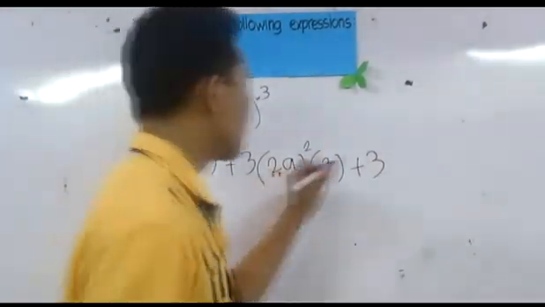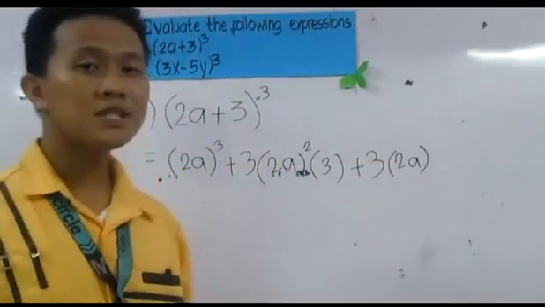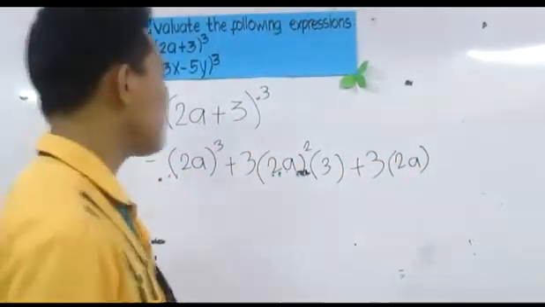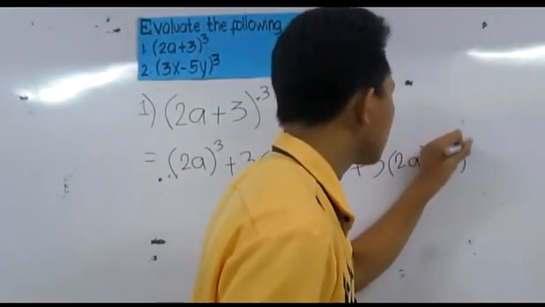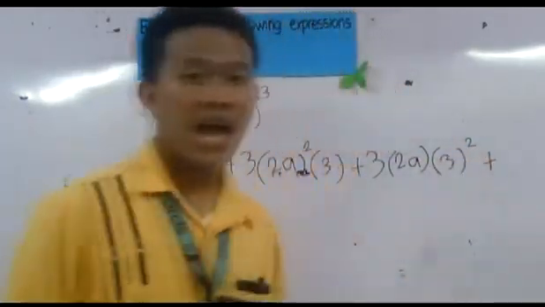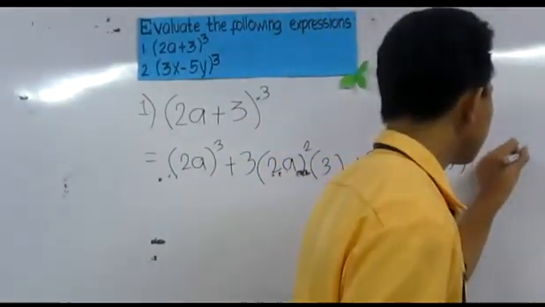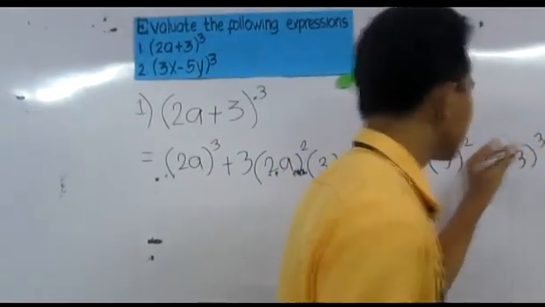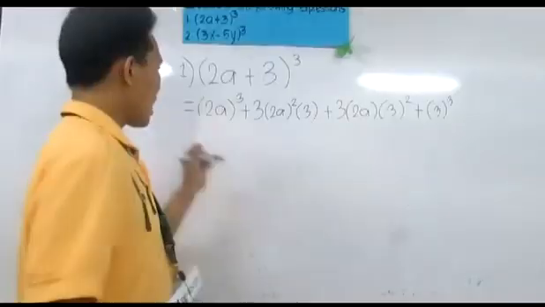plus thrice the product of the first term, which is 2a, multiplied by the square of the last term, plus the cube of the last term, which is 3. Now let us simplify the given expression.